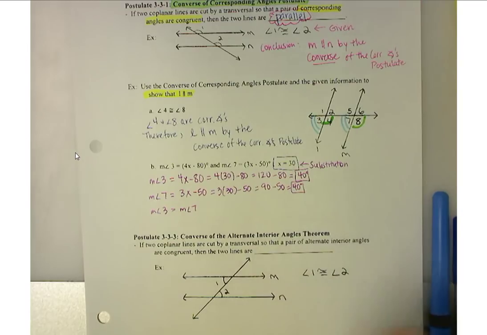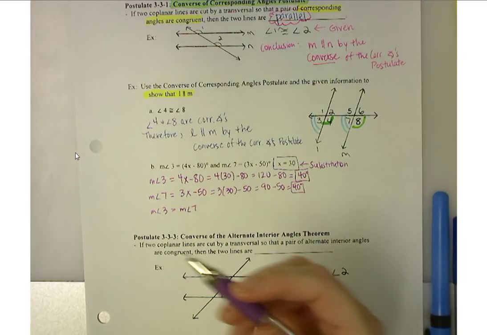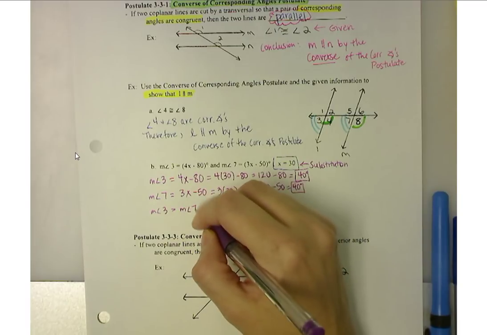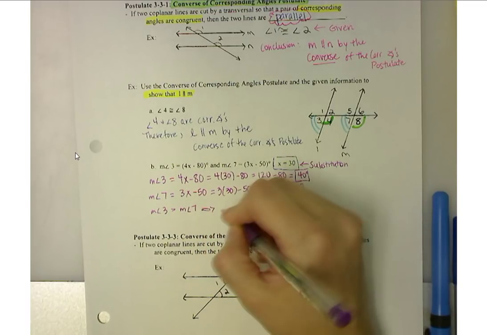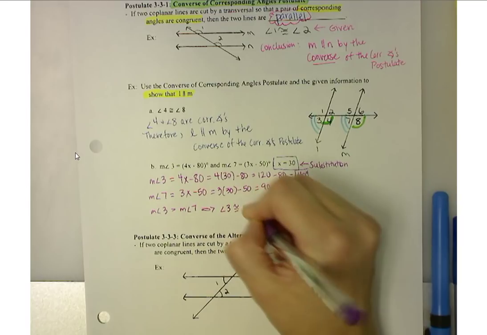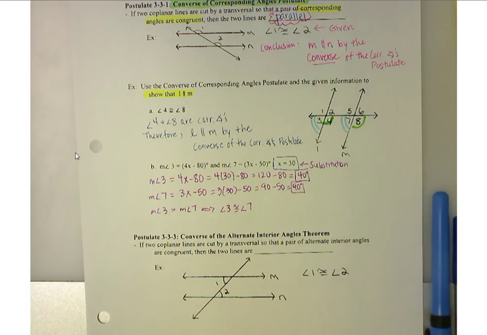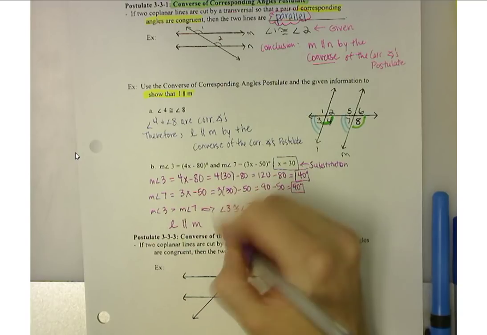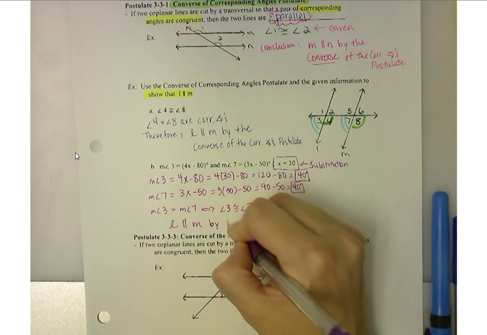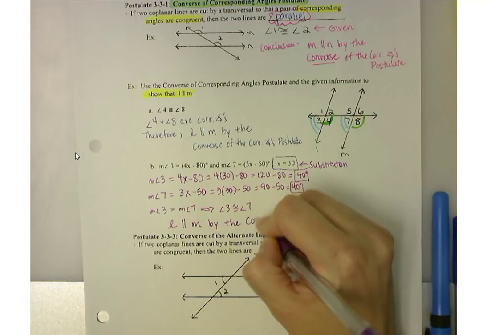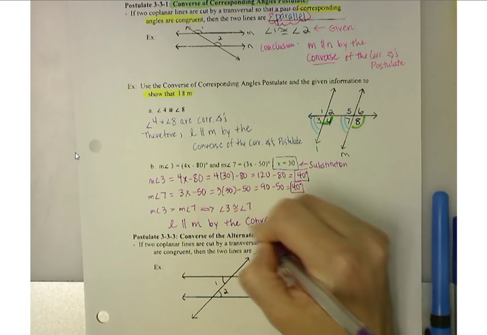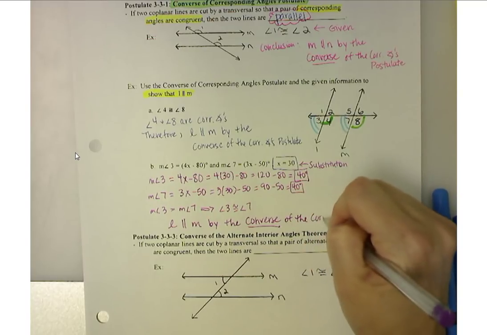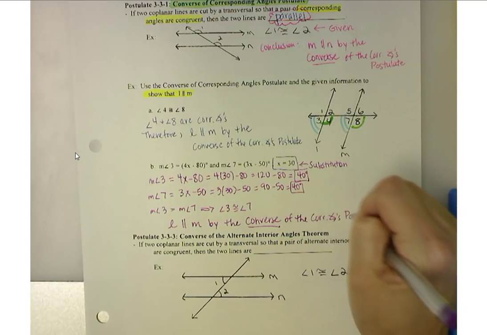Okay, great. So because the measure of angle 3 is equal to the measure of angle 7, and those are corresponding angles, or you could say angle 3 is congruent to angle 7, we know that L is parallel to M by the converse, so again you have to say the converse of the corresponding angles postulate.